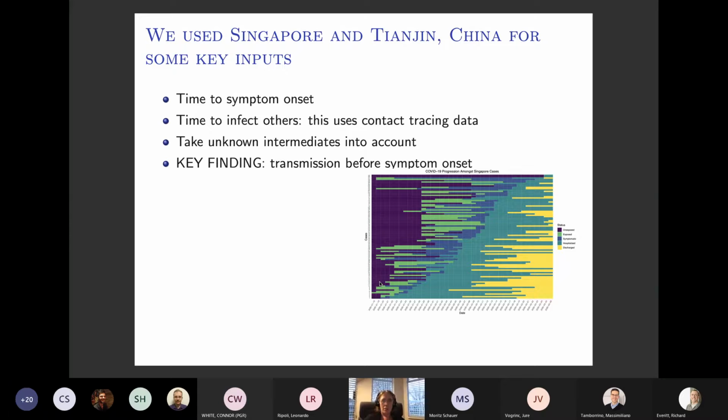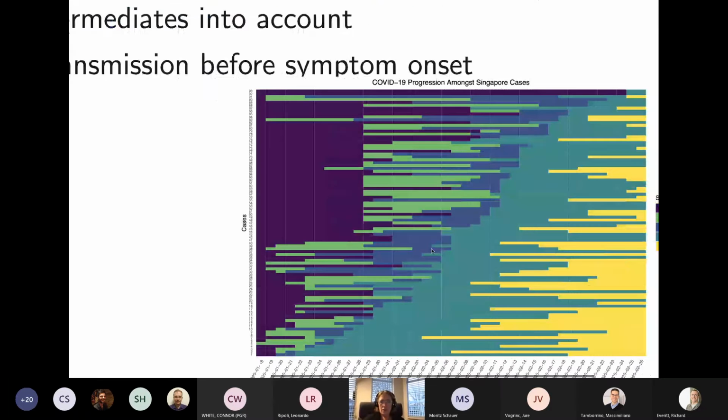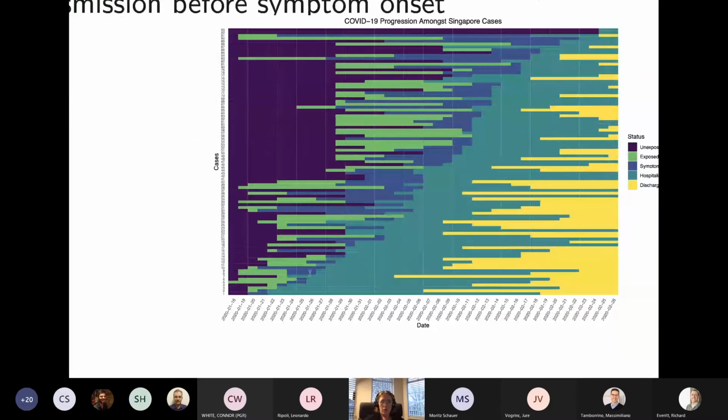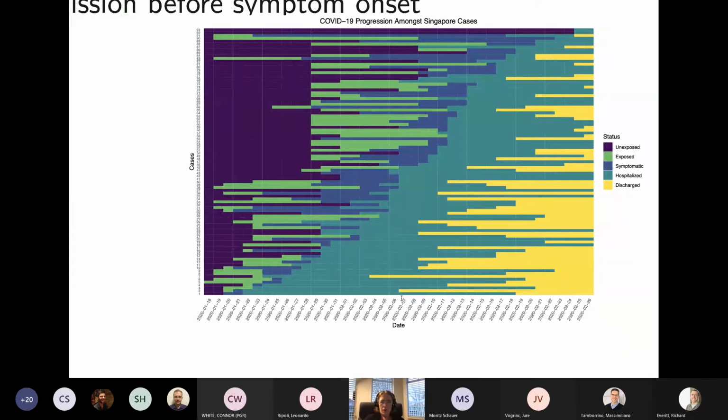And so we made a spreadsheet with the right kind of data frame to do this. And so we estimated the time it takes to get from infection to symptom onset. This little picture here, I guess I can zoom in like this. Each row is an individual person, and it shows the time course of their infection in Singapore in February.